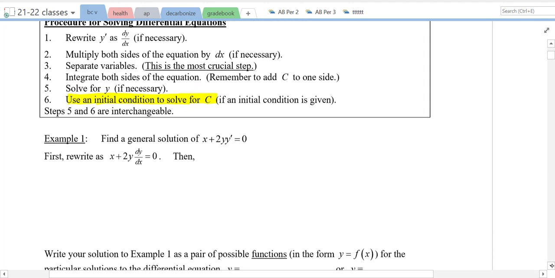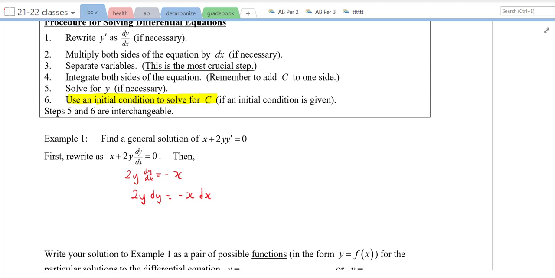Here we go. We have the equation x plus 2y times y prime equals 0. Like I said, rewrite the y prime as dy dx, and then I want you to isolate things. So I'm going to move the x to the other side first of all. So I now get 2y dy dx equals negative x. And then I'm going to multiply both sides by dx. So notice I've now separated everything: negative x dx on the right-hand side, 2y dy on the left-hand side.